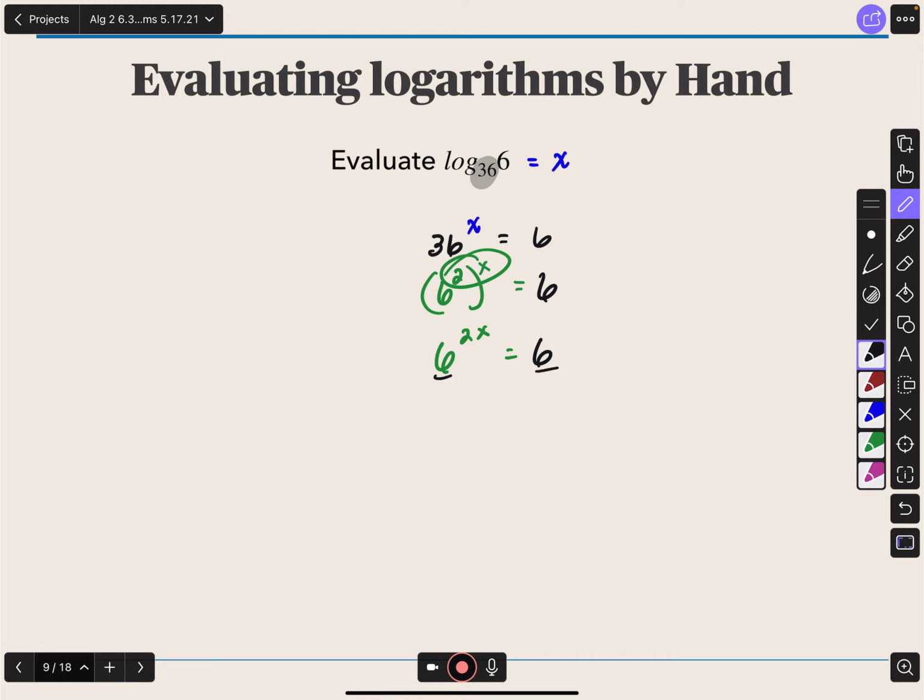So what's the exponent on the right-hand side? Well, that's just a 1. So now I can equate exponents. 2x equals 1. And then my last step, get that x alone. That's step 4. Solve for x.